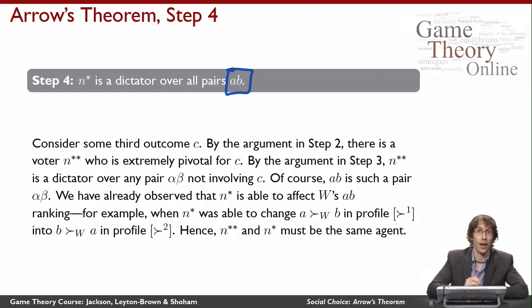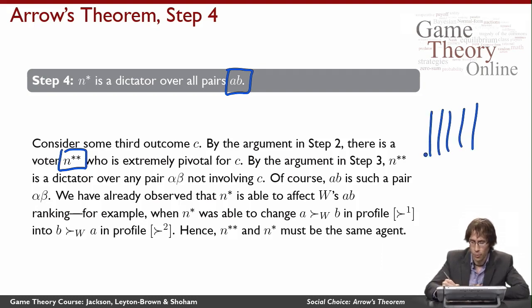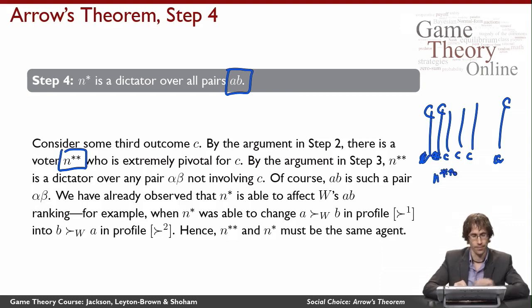Well, by the argument that I already made in step 2, there's some voter, let's call him n double star, who's extremely pivotal for C, right? So I can make that same argument that I made before, where C starts out at the bottom for everyone, and the social ordering has it at the bottom, and then I start moving things to the top until something changes, and eventually I can see that it changes there, and whoever the guy is who made it change, let's call that n double star.